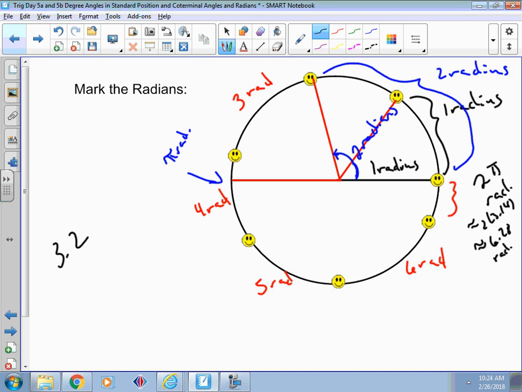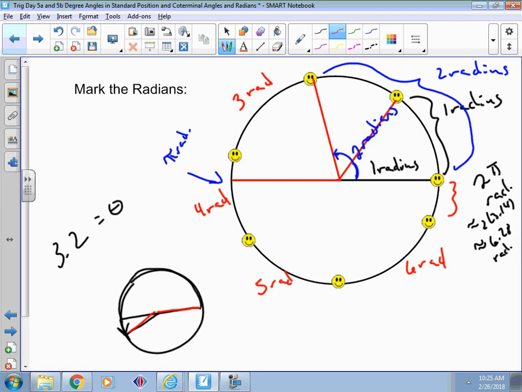If they say 3.2, go ahead and sketch the angle that is 3.2. They're talking about 3.2 radians. So if half the circle is pi radians, that's like 3.14 radians. I need a little bit more than that. That would be like 3.2 radians. So my angle in standard position would look like this, and that would be 3.2.